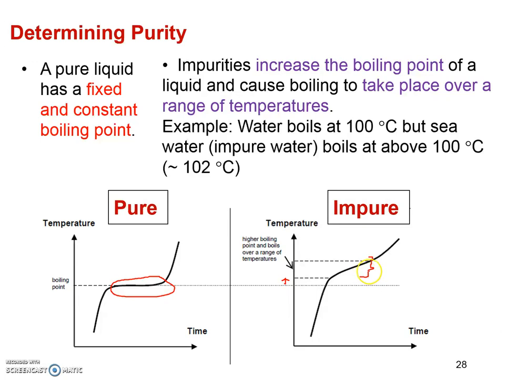Now this is a good thing if you like to cook, because if you add salt into water, the boiling point of water increases. So you can cook food faster because your water remains at 100 degrees and 101 degrees Celsius.